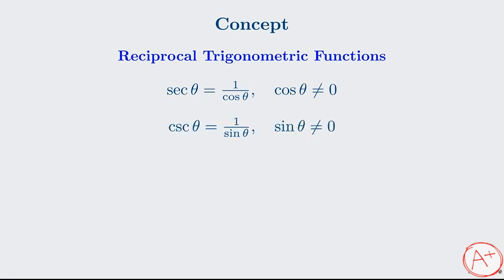Finally, the cotangent of theta, or COT. This is the reciprocal of the tangent function. Since tangent is sine over cosine, cotangent can also be written as cosine theta divided by sine theta. Crucially, these functions are undefined whenever their denominators are 0. This is why we have these restrictions on the values of theta.